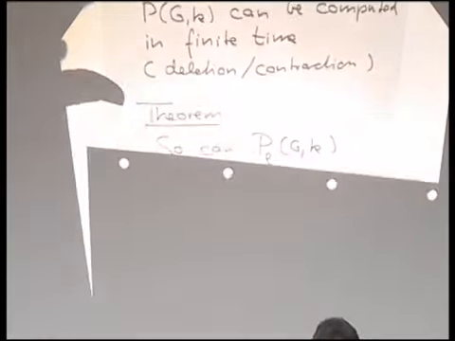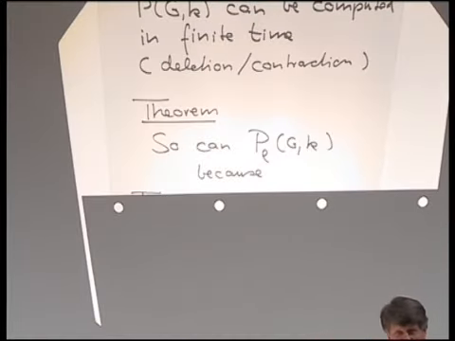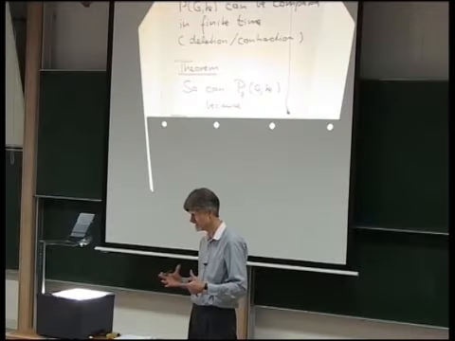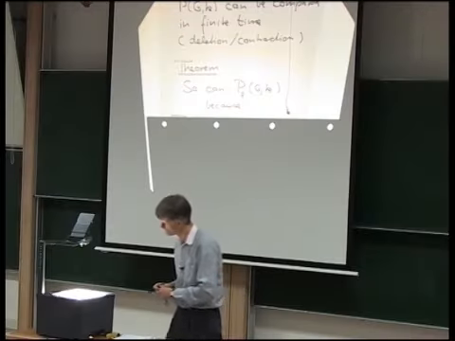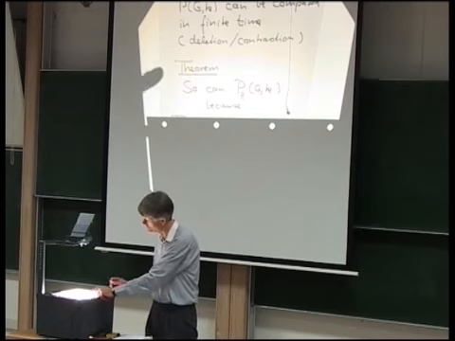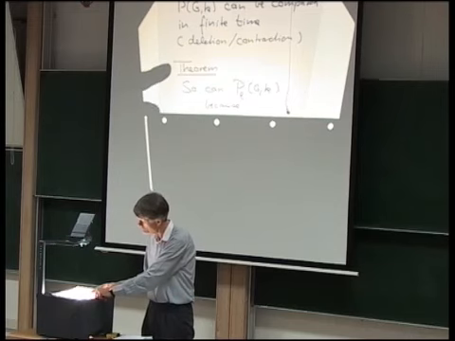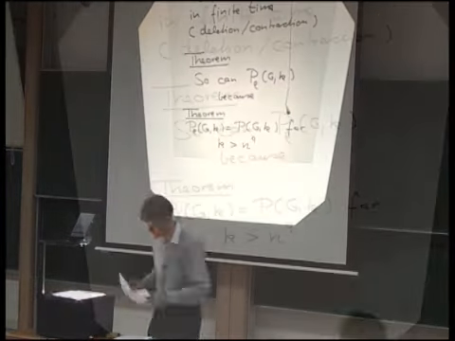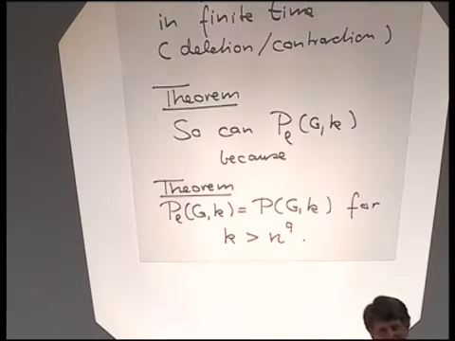Here is a theorem saying that we can do the same for the list color function. The list color problem may be harder than in NP. It's not clear that list coloring is in NP or co-NP. But we can compute this polynomial. Given a graph, it can be computed in finite time. And the reason is that this function turns out to be the chromatic polynomial for k large.